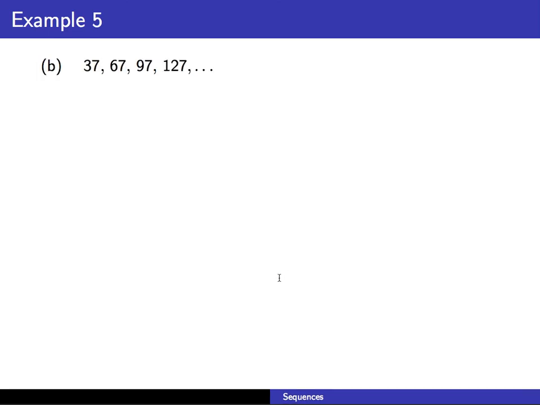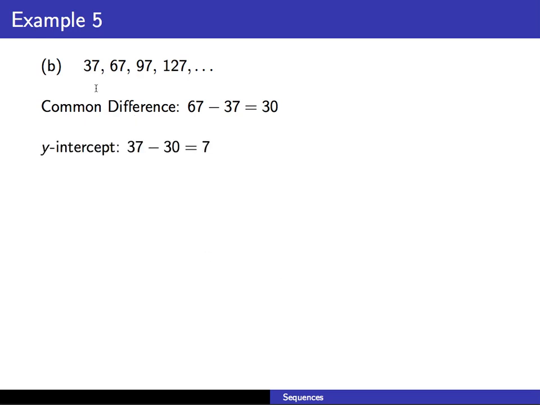Part B, 37, 67, 97, etc. First up, our common difference, our slope is going to be 30. We're going up in value by 30 each time. So if we're adding 30 to go to the right, then to get the y-intercept, we want to subtract 30. So our y-intercept is 7. So our rule is 30n plus 7. If I asked you for the millionth term of this sequence, you could just plug in a million and get the right answer.